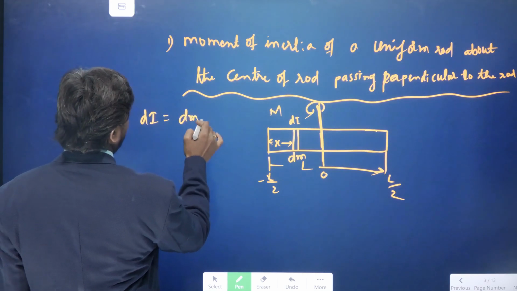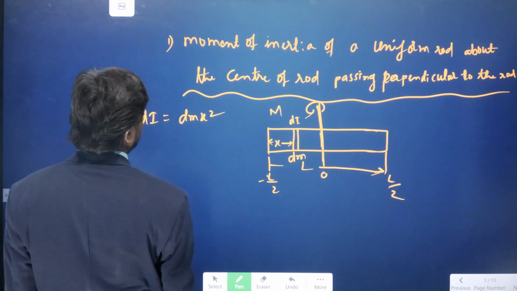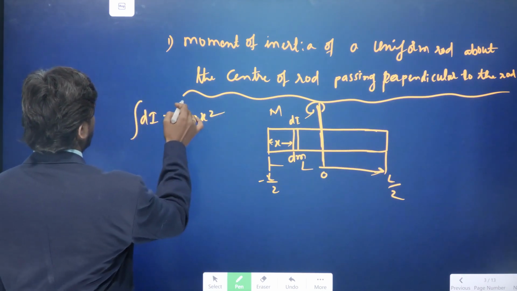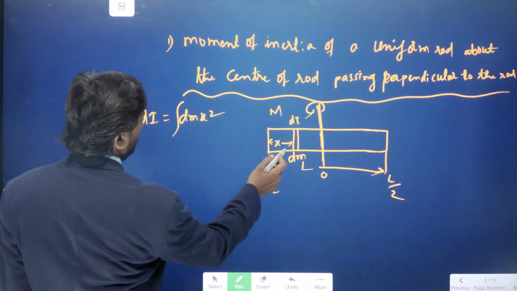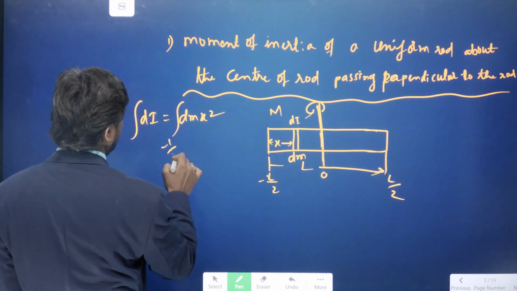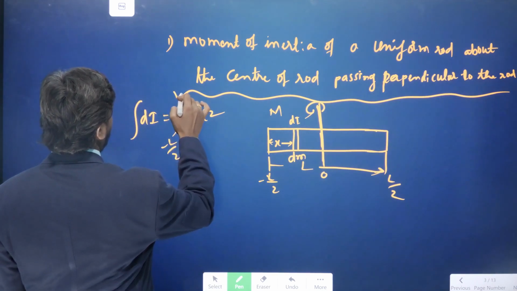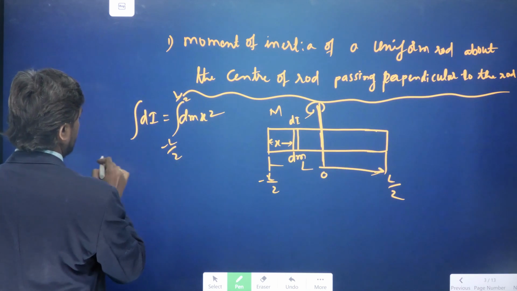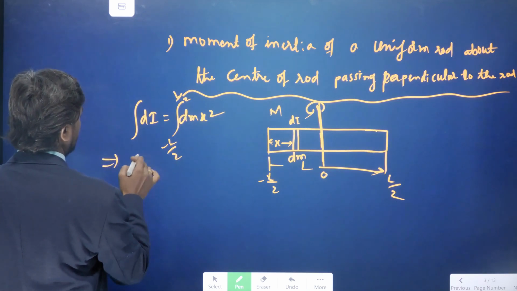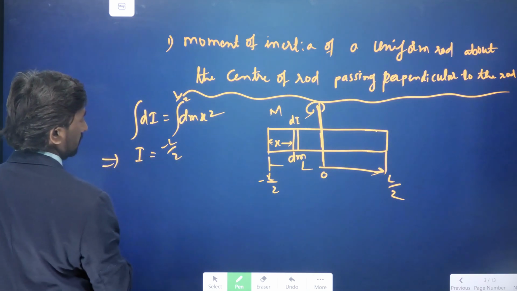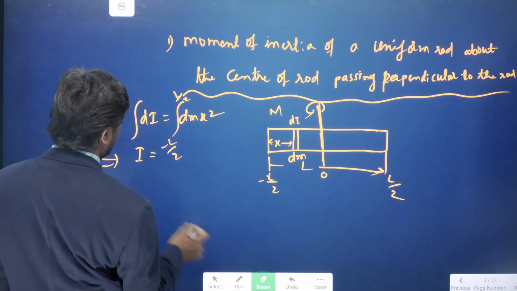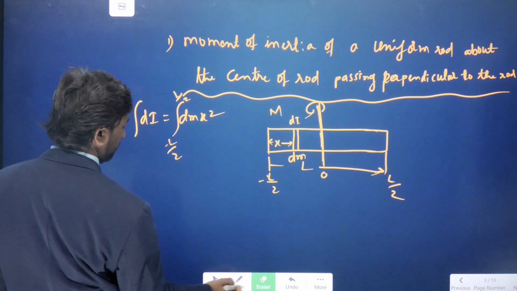So dm into x square we can write. Now integrate on both sides, and here the mass is changing from minus L by 2 to L by 2. Now the integral of dm will give us M, and the integral of dI is nothing but I. So the integral of dI is equal to I.